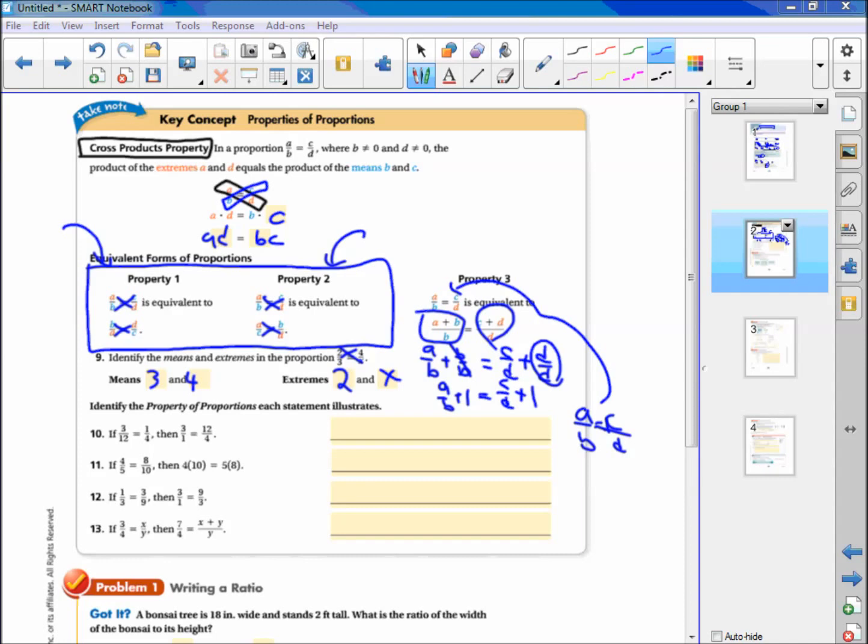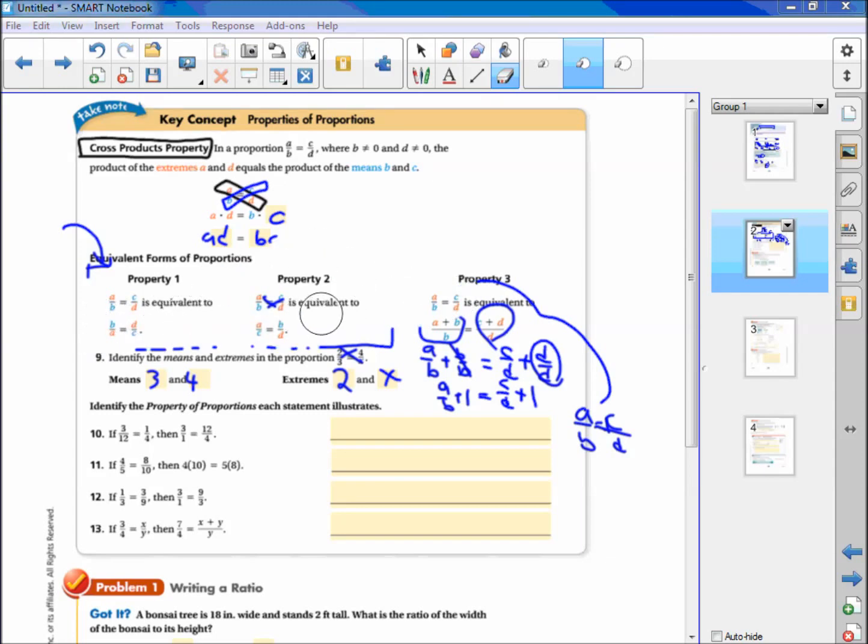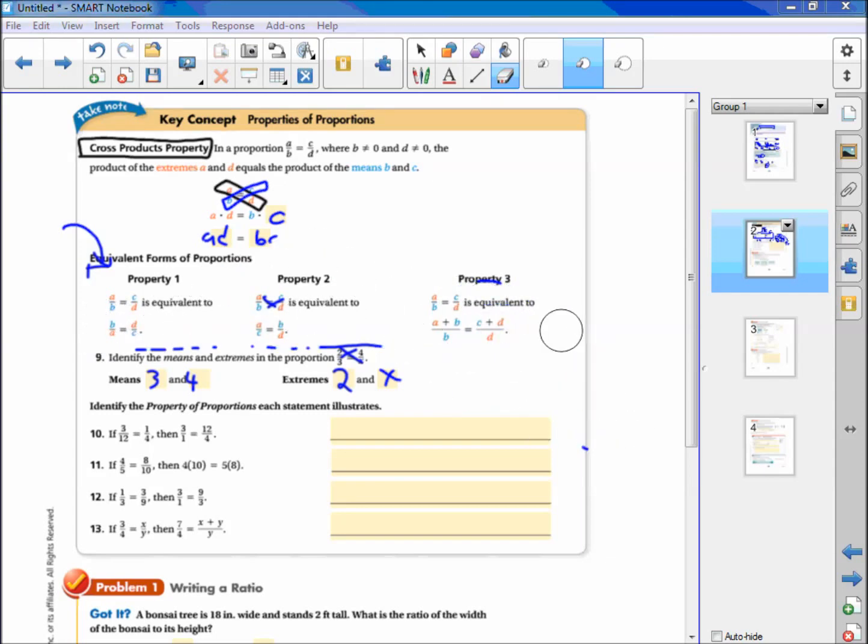Let's erase a little bit above here so that we can see it better. I'm going to erase this part so we can look at these 3 properties here. In our properties, we have 3 over 12 equals 1 over 4, and then that says that 3 over 1 equals 12 over 4. So which one is that? They switched these two, the means together. And that was property number 2.